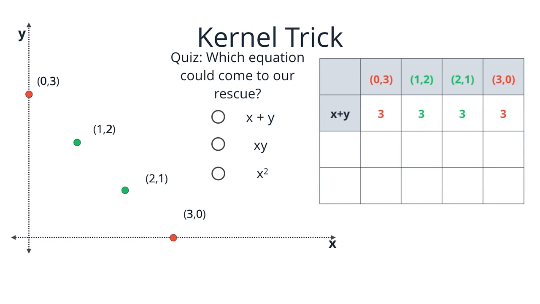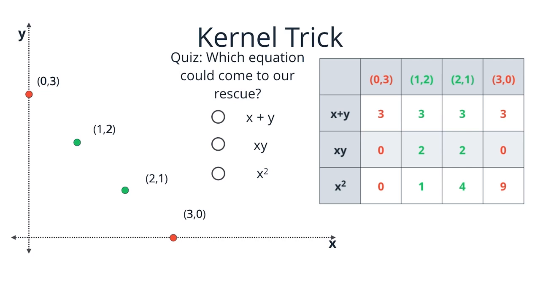of the points. For the second row, we see that their products are 0 times 3 equals 0 for the first one, 1 times 2 equals 2 for the second, 2 times 1 equals 2 for the third, and 3 times 0 equals 0 for the fourth. And for the last one, x squared, we see that 0 squared equals 0, 1 squared equals 1, 2 squared equals 4, and 3 squared equals 9.